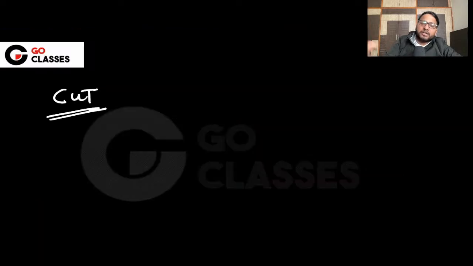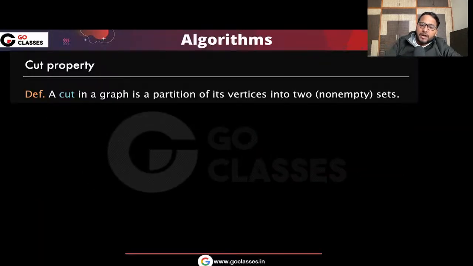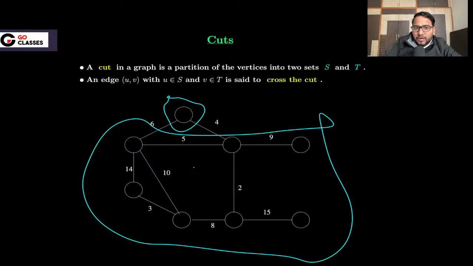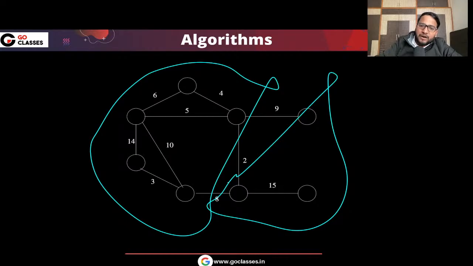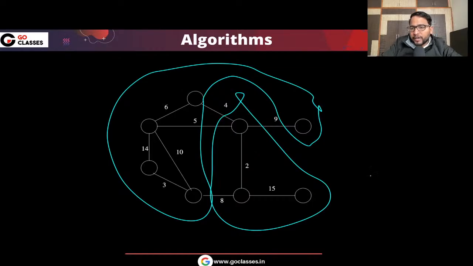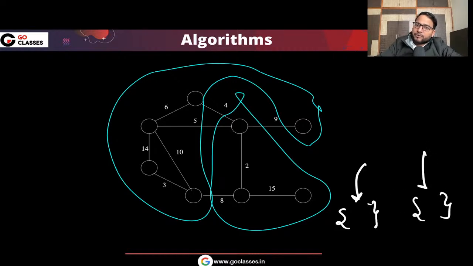Let me just tell you what this cut is. See here, a cut is basically defined like this. Let's suppose this is a graph. Then if some vertices you are putting, let's suppose this is V1, in one set, and in another set you are putting another set of vertices, then this is called a cut. Some vertices will be in one set, other vertices will be in another set. That is called a cut, right?